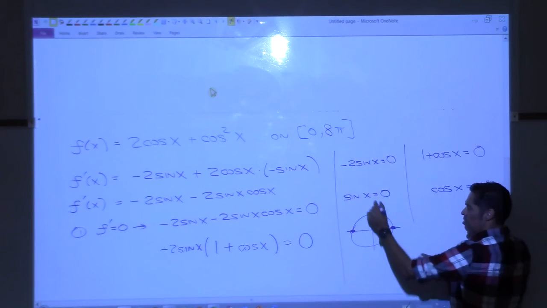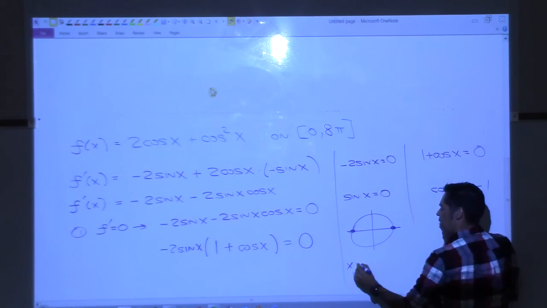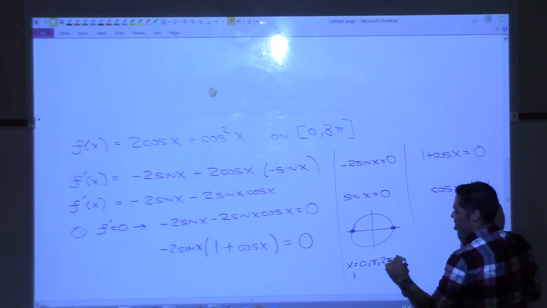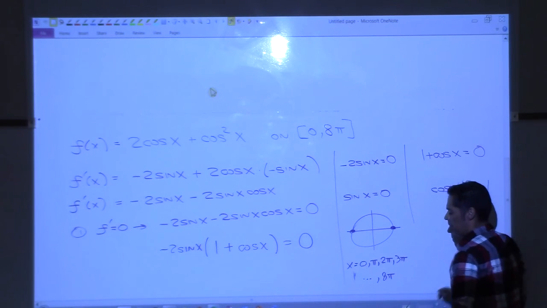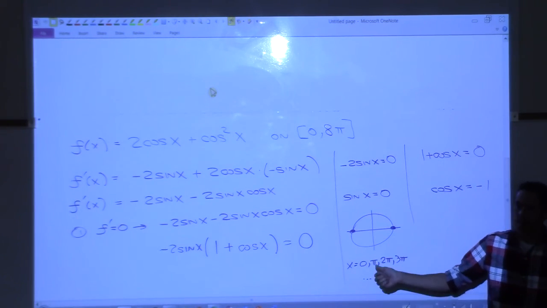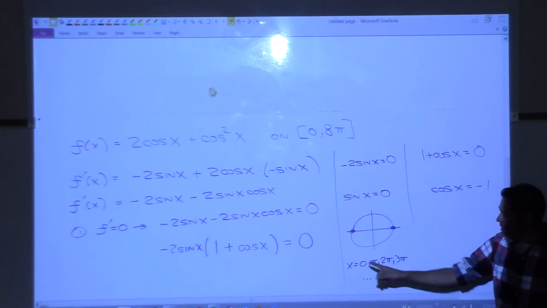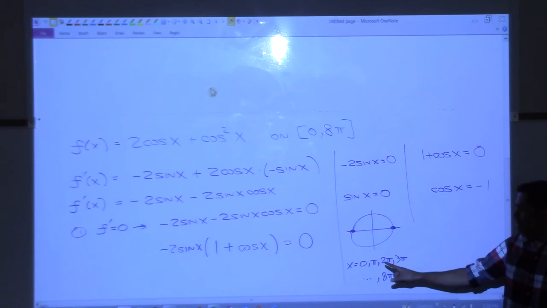So my solutions for this are x must be 0, pi, 2 pi, 3 pi, right? All the way out to 8 pi. Now in pre-cal, a lot of times when we had general solutions, we would put something like n pi or k pi or something like that. But here we're actually stopping, so I'm just going to list them out, all the way from 0 to 8 pi.